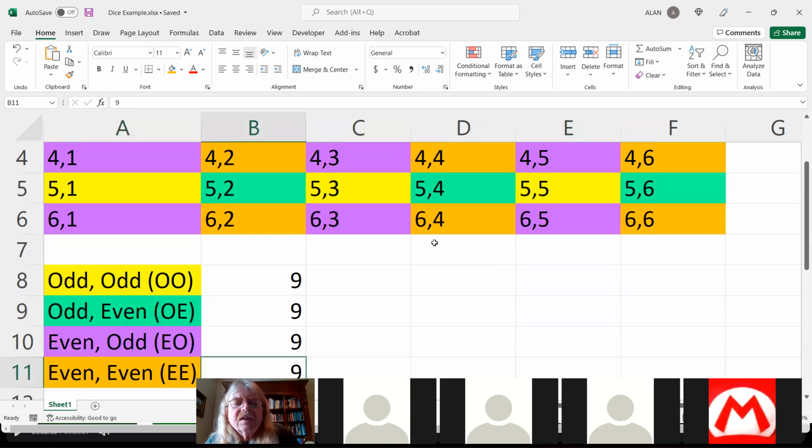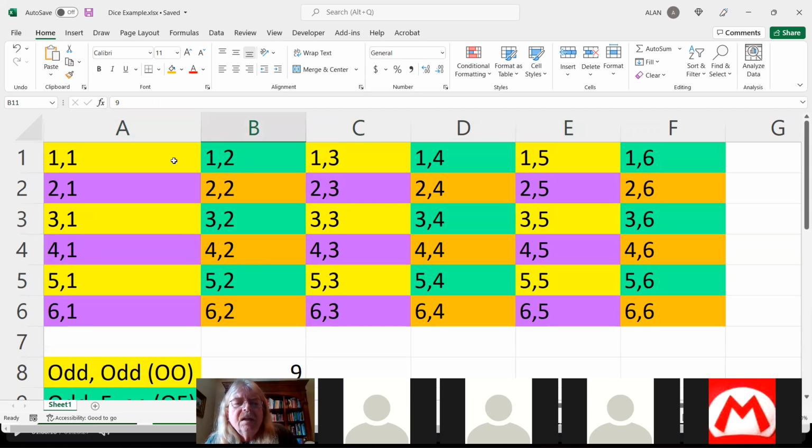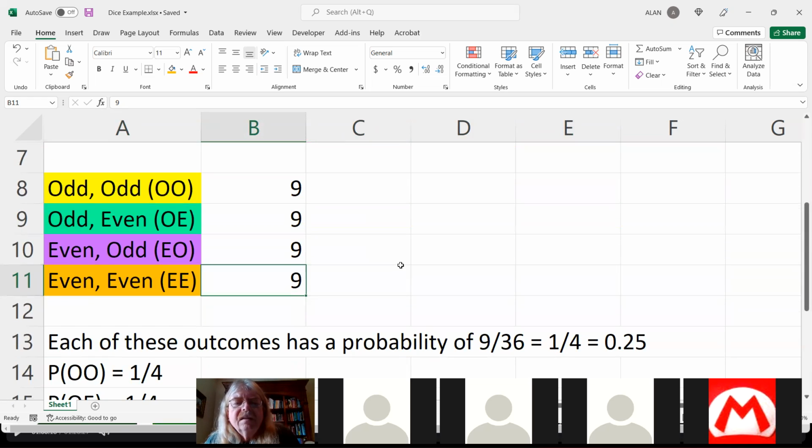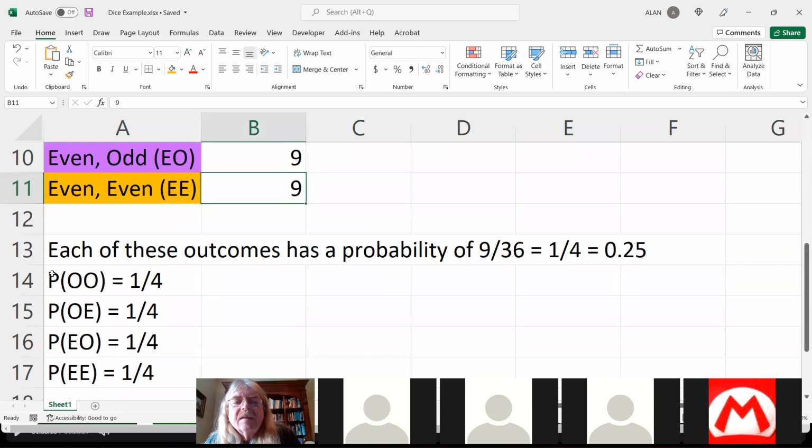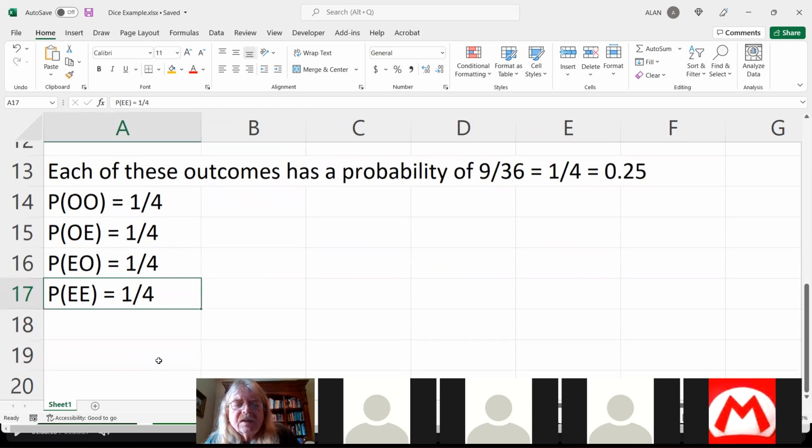So altogether, there are 36 outcomes that can occur with a pair of dice. Each of these, by the way, is equally likely to occur. And since there are 36 possible outcomes, each one must have a probability of 1 out of 36. Now, if that's the case, that implies that the probability of odd followed by odd is 9/36 or 1/4. Odd followed by even, 9 out of 36, which is a quarter. Even followed by odd is 9 out of 36, which is a quarter. And finally, even followed by even is 9 out of 36, which is also a quarter.